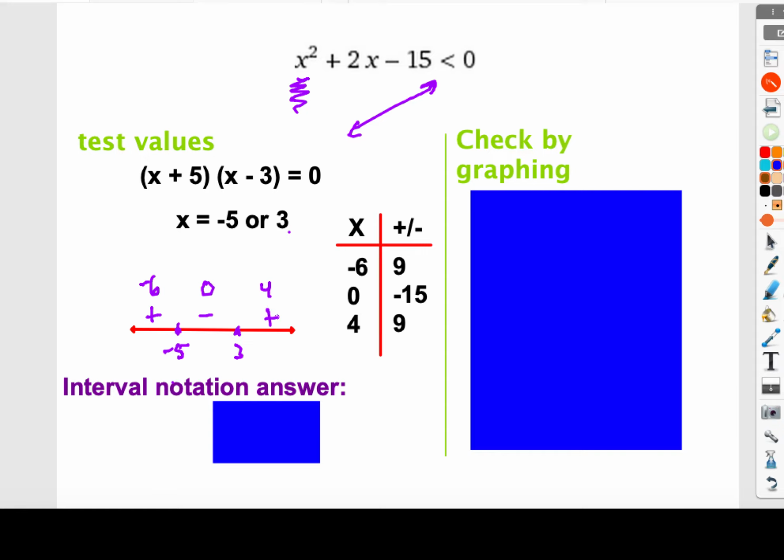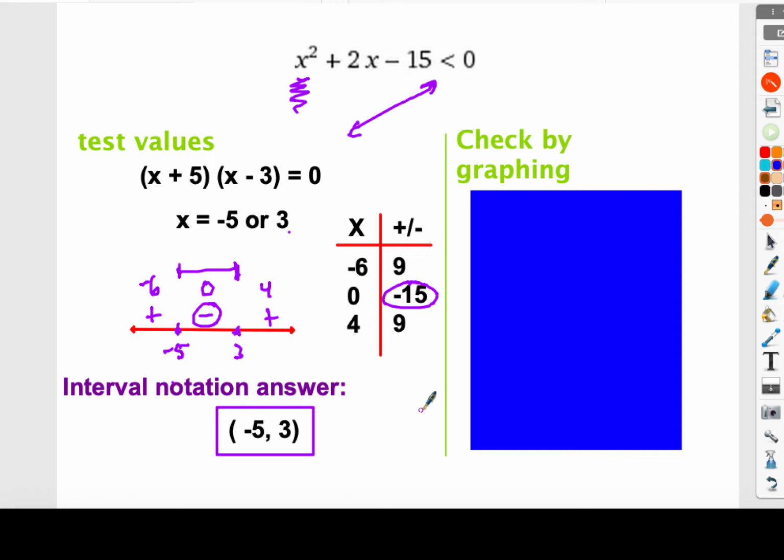And because the only points we're crossing the axis are -5 and 3, then all of the points between -5 and 3 are going to have a negative y value, which is what we want. We want it to be less than 0. So all the values from here up to here are going to have negative output values. So in interval notation, my answer would be -5 to 3.